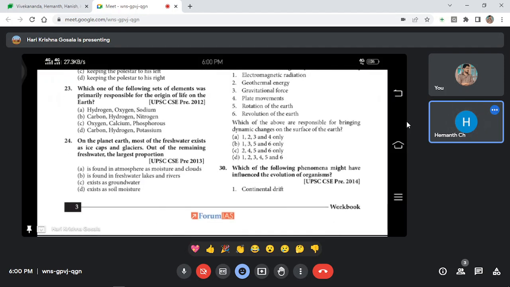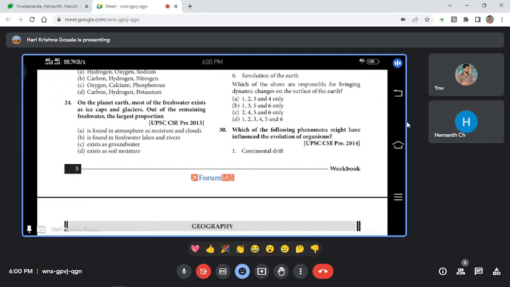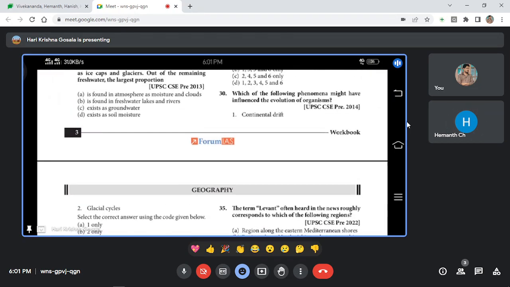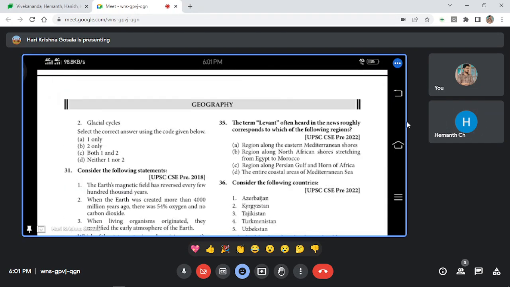Next, let's see. Which of the following phenomena might have influenced the evolution of organisms? Continental drift, glacial cycles, both continental drift plus glacial cycles.